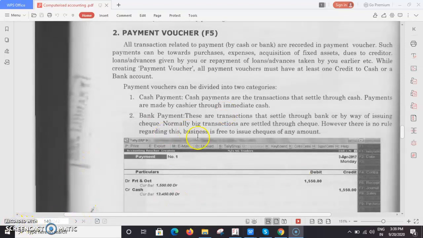So we will see the payment voucher. So what comes under payment voucher? What transactions will we record in payment voucher? First we will see the theory part. Then I will explain a problem within the payment voucher.